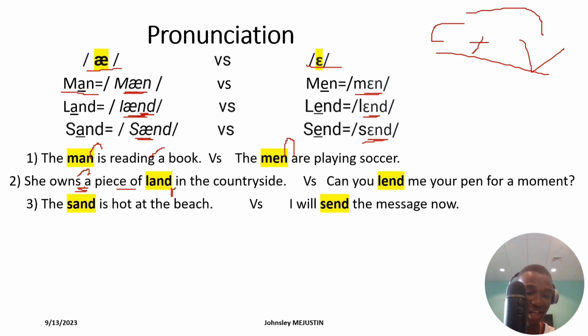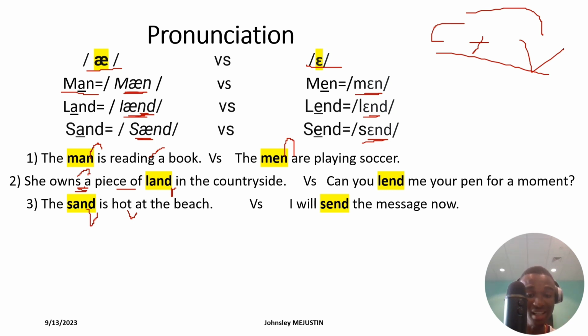The sand is hot at the beach. Connected speech. The sand is hot. Hot at. Okay? You see, T is in between two vowels. It sounds like D. This is called flap T or fast D. Hot at. The sand is hot at the beach.